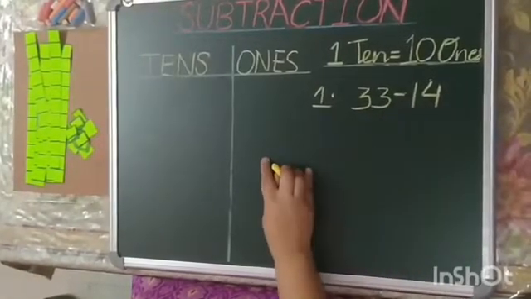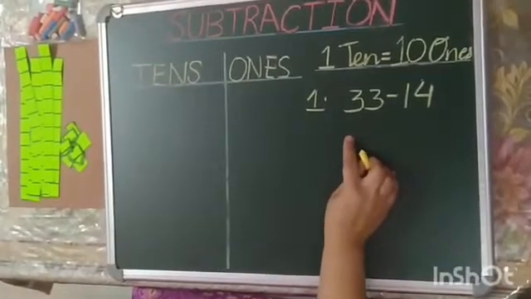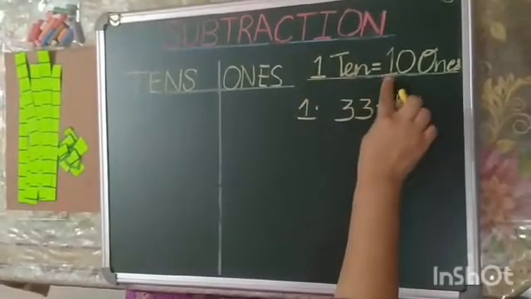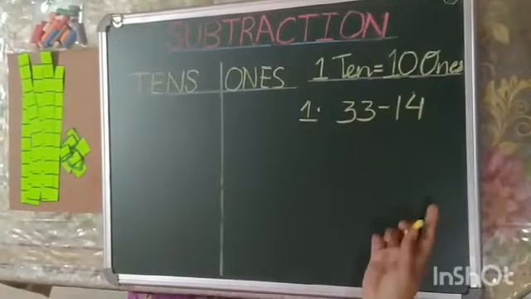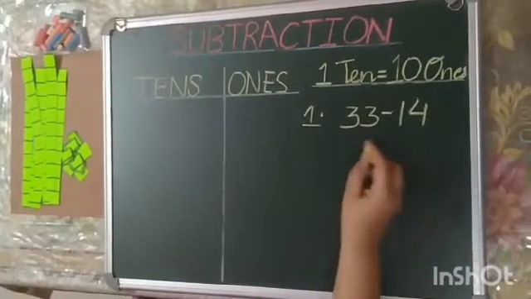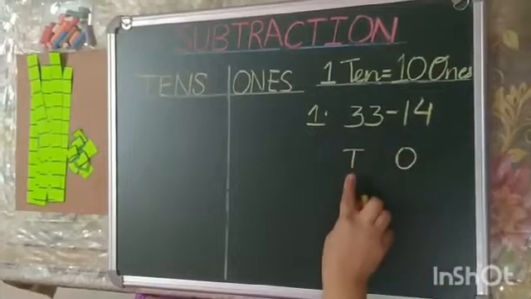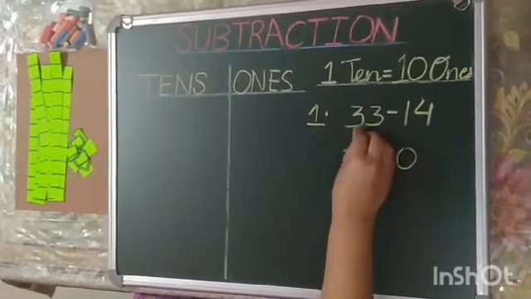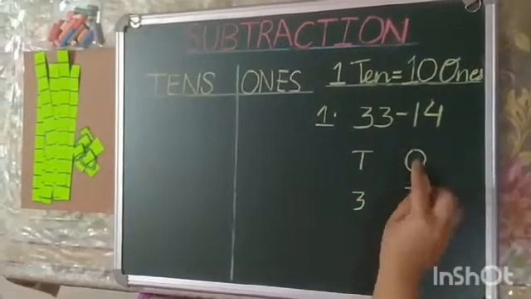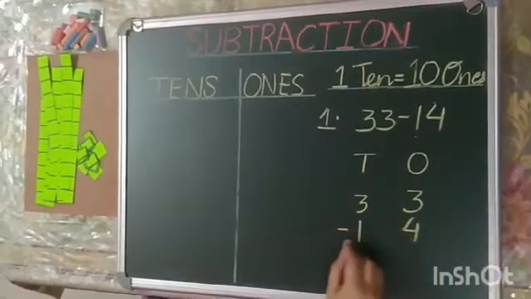Children, before starting subtraction of two digits, this is subtraction with regrouping. And the first thing you should know for regrouping is that 1 ten is equal to 10 ones. So let's start. The first step is arranging these numbers in columns. So T and O, tens and ones. The first number is 33 and the second number is 14. Subtraction sign.